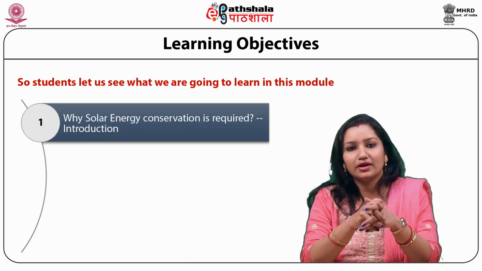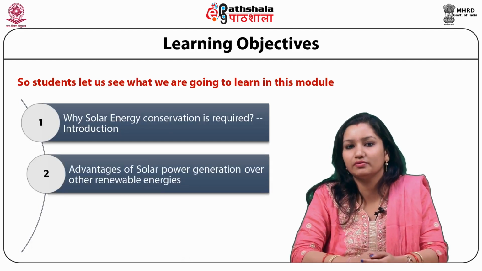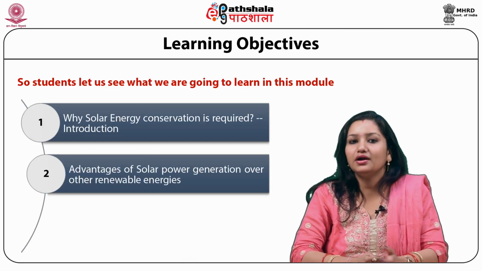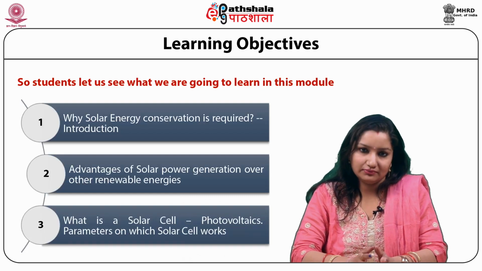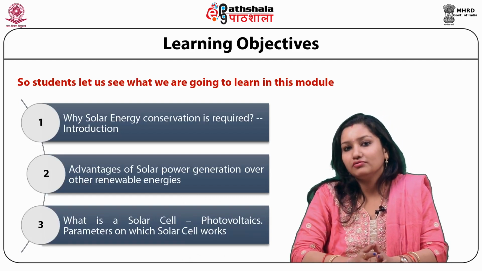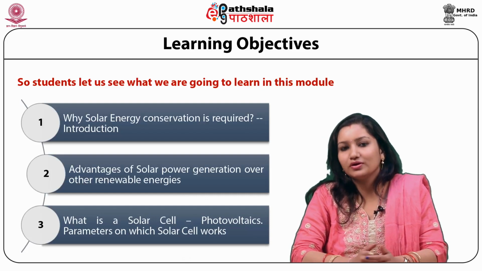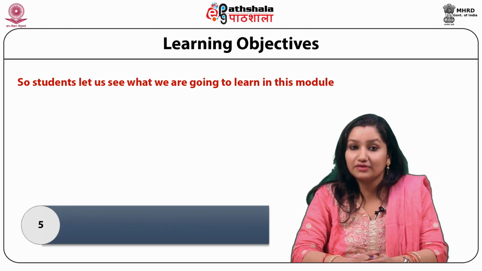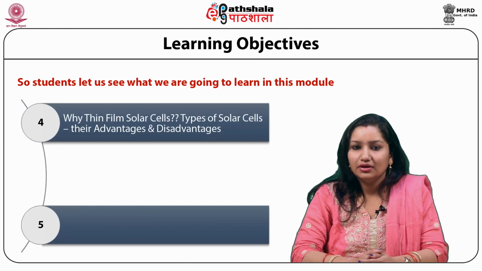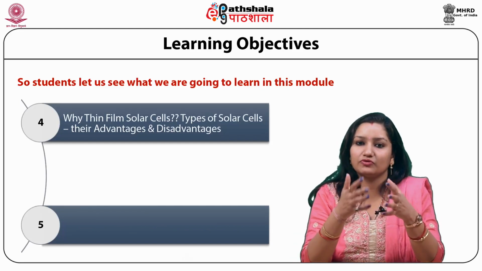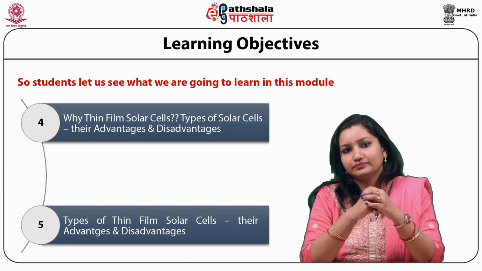Secondly, we'll study the advantages of solar power generation over other renewable energies. Thirdly, we'll study what is actually a solar cell and what is the photovoltaic phenomena. Then we'll study the parameters on which a solar cell works. Then we'll study why we need thin film solar cells. Then we'll classify the different types of solar cells and study their advantages and disadvantages.